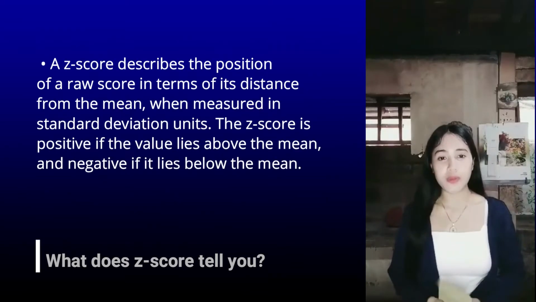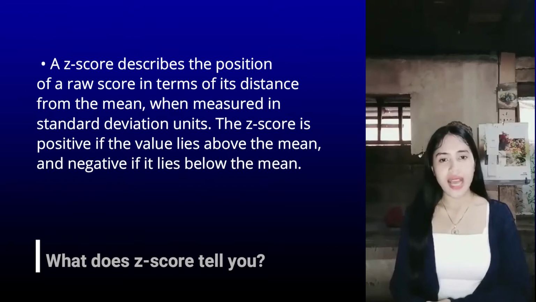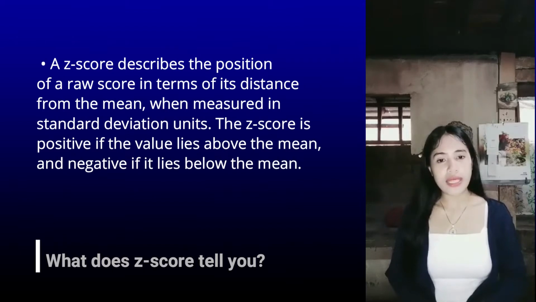Z-score describes the position of a raw score in terms of its distance from the mean when measured in standard deviation units. So z-score indicates how much a given value differs from the mean in standard deviations. The z-score is positive if the value lies above the mean and negative if it lies below the mean.